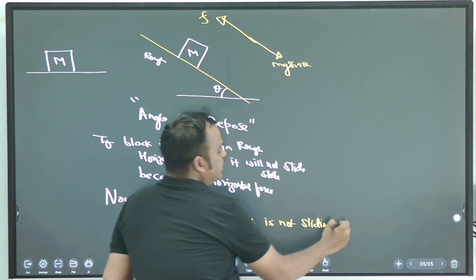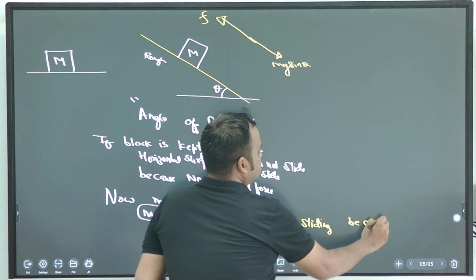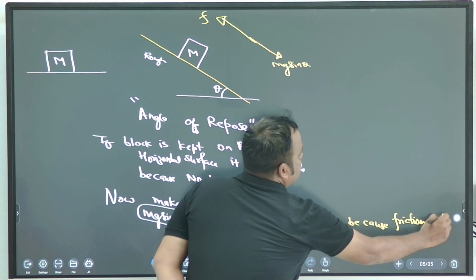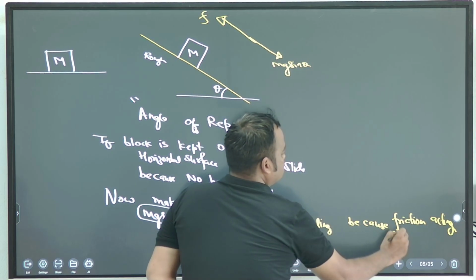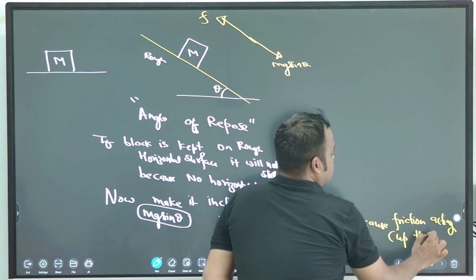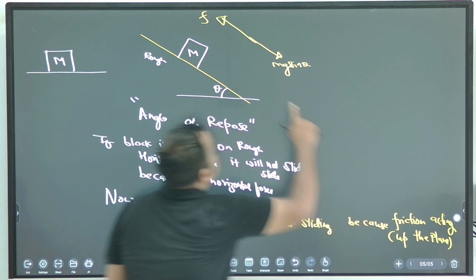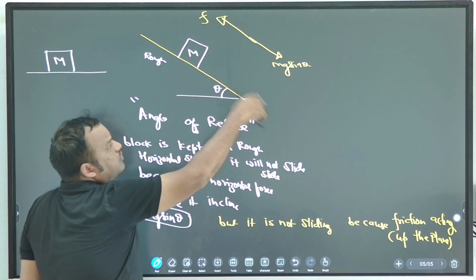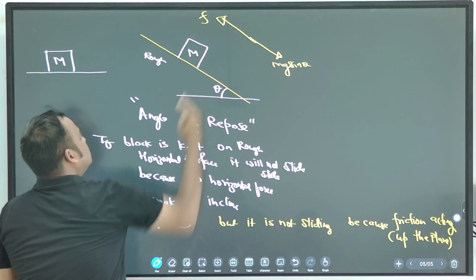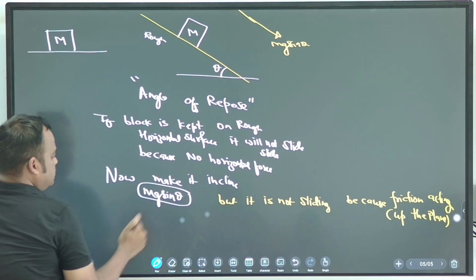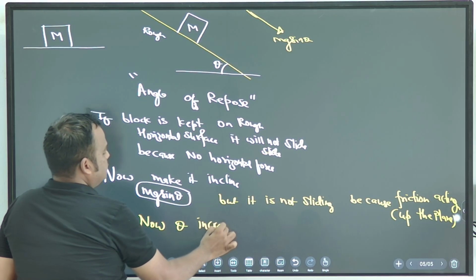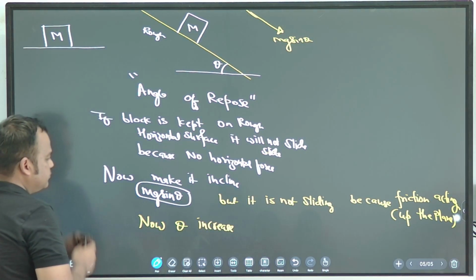It is not sliding because friction is acting. What is the direction of friction? Up the plane. Mg sin theta is down the plane, friction is up the plane. Okay. Now increase the angle. Now theta increases.